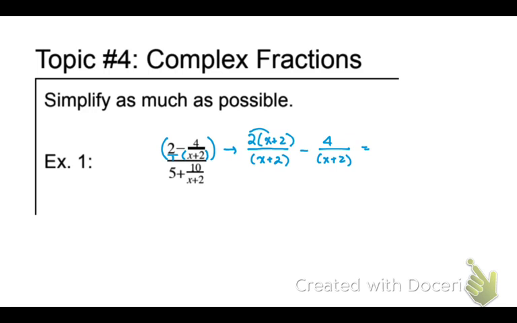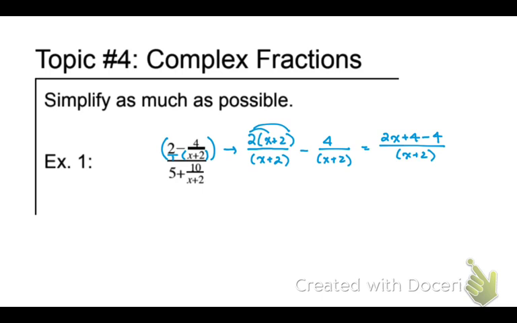Now, since we have a common denominator, we can go ahead and distribute on top and then combine our numerators. So this will give us 2x plus 4 minus 4, all over x plus 2.